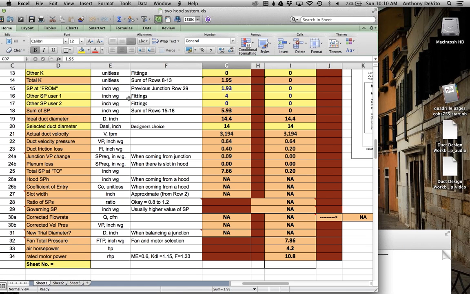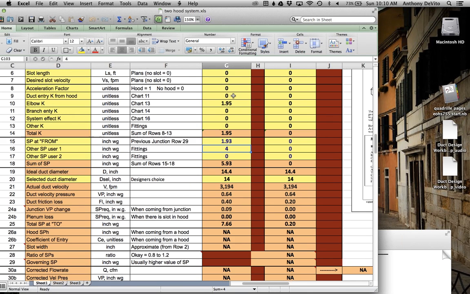Other static pressures. Well, we've got that filter. The information we get from the manufacturer on that filter may give us a static pressure in inches that we should include within a certain velocity, or it may give us a K factor. So if they give us a K factor, we put it here under other Ks.